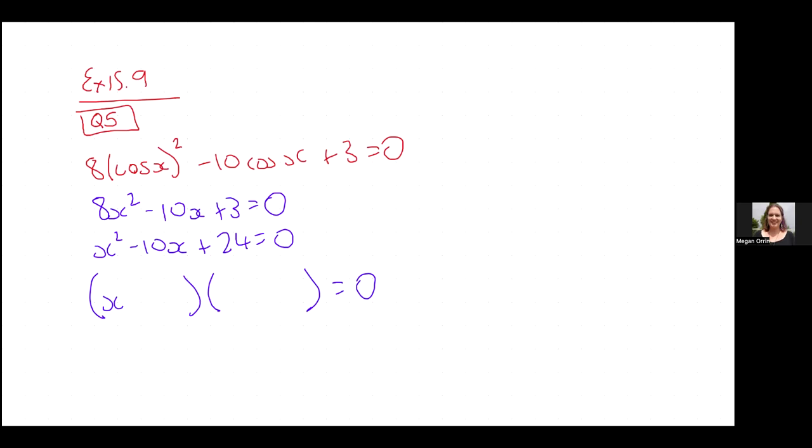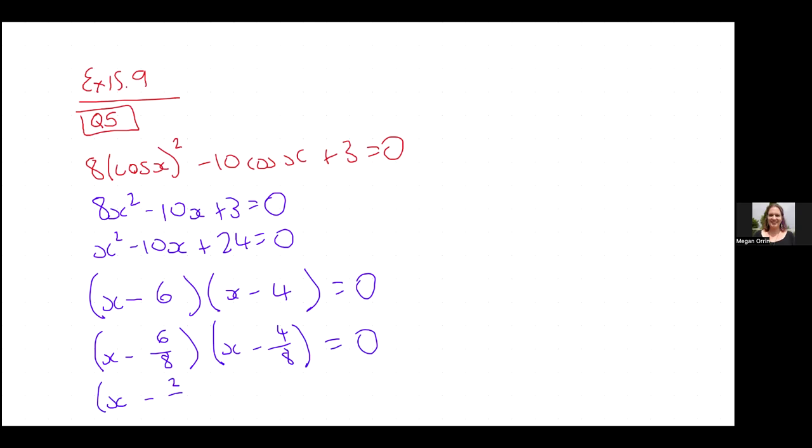-6 and -4. I like that. Because that multiplies to positive 24 and adds to -10. Now I have to, so actually this is something that a number of you still are doing. You get to this bit and then you forget that you multiplied this 8 over here before. So this needs to be 6 over 8. Remember that? So this is x minus 2/3 and x minus 1/2.